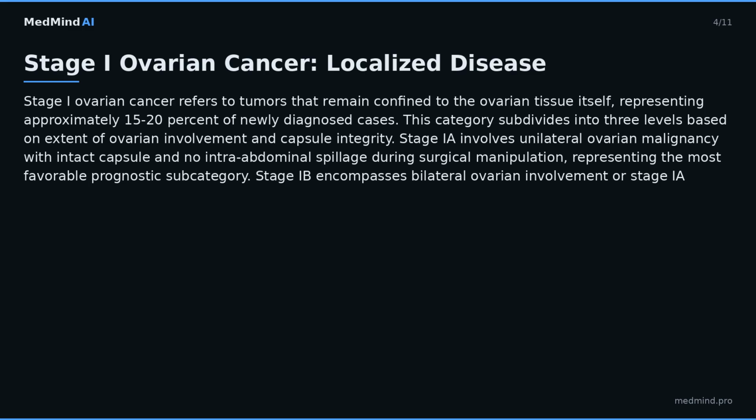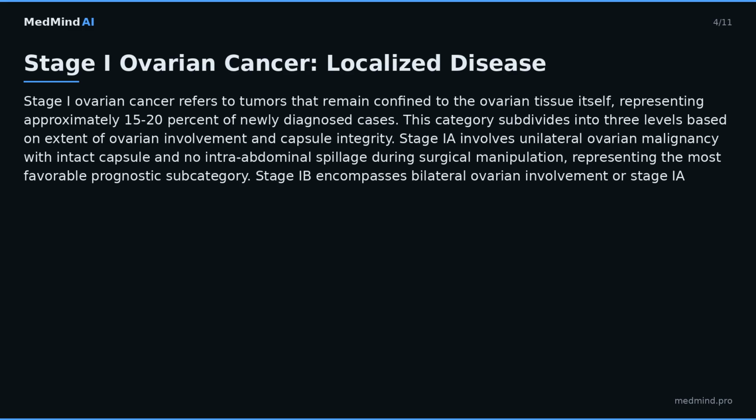Stage I ovarian cancer, localized disease. Stage I ovarian cancer refers to tumors that remain confined to the ovarian tissue itself, representing approximately 15 to 20% of newly diagnosed cases. This category subdivides into 3 levels based on extent of ovarian involvement and capsule integrity. Stage IA involves unilateral ovarian malignancy with intact capsule and no intra-abdominal spillage during surgical manipulation, representing the most favorable prognostic subcategory. Stage IB encompasses bilateral ovarian involvement or stage IA disease complicated by rupture of the ovarian capsule.